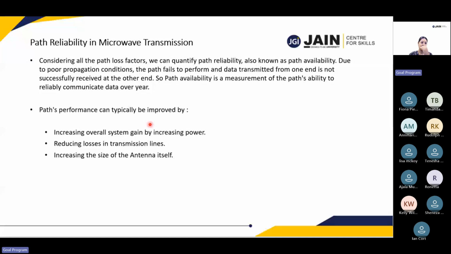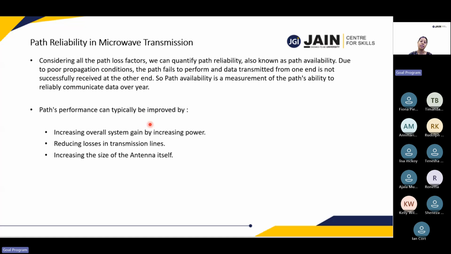Path reliability in microwave transmission. Considering all the path loss factors, we can quantify path reliability, which is known as path availability. Due to poor propagation conditions, the path fails to perform and data transmitted from one end is not successfully received at the other end. So path availability is a measurement of the path's ability to reliably communicate the data over years and years.